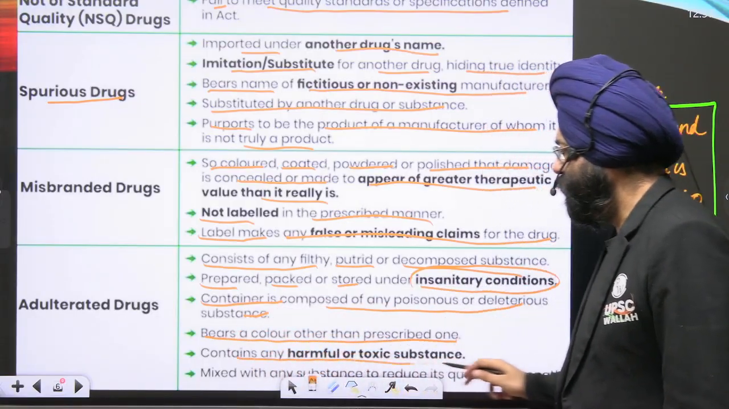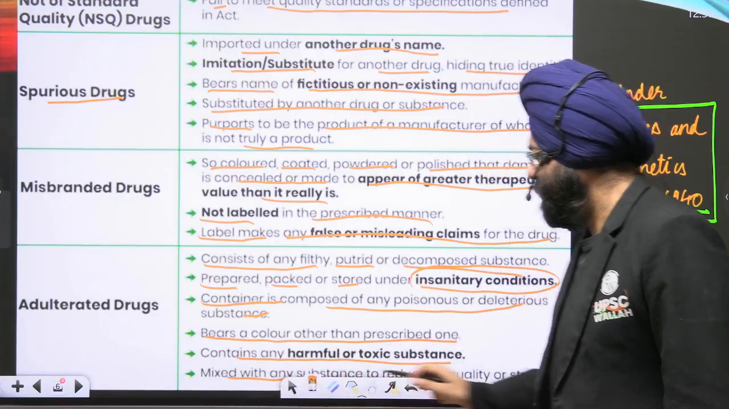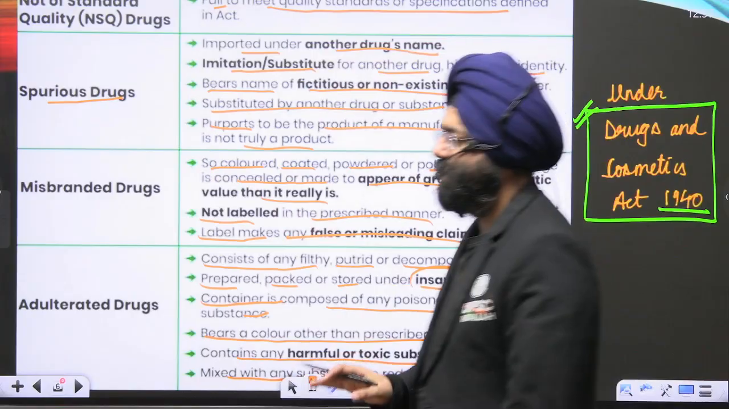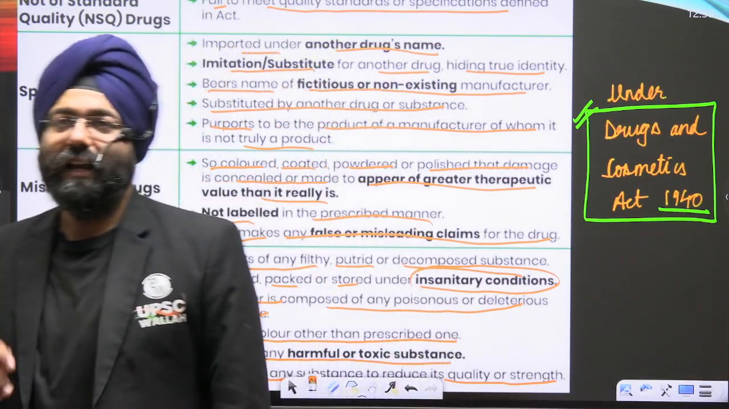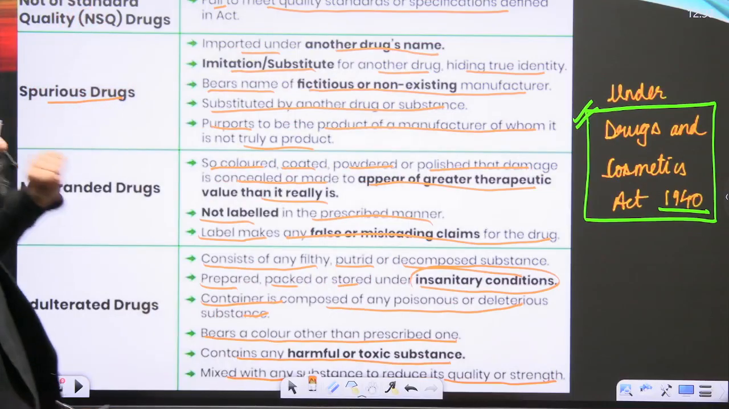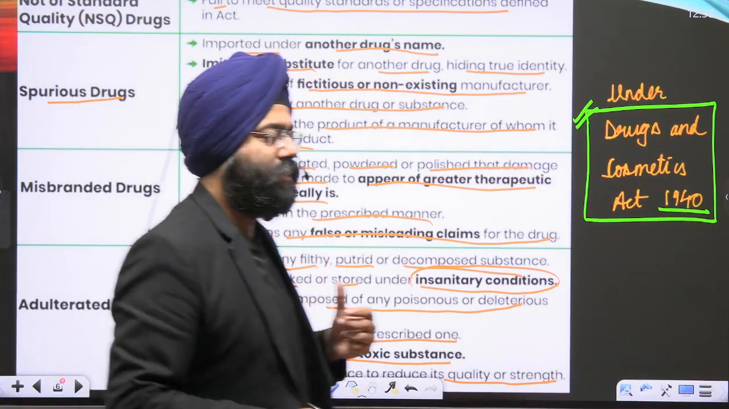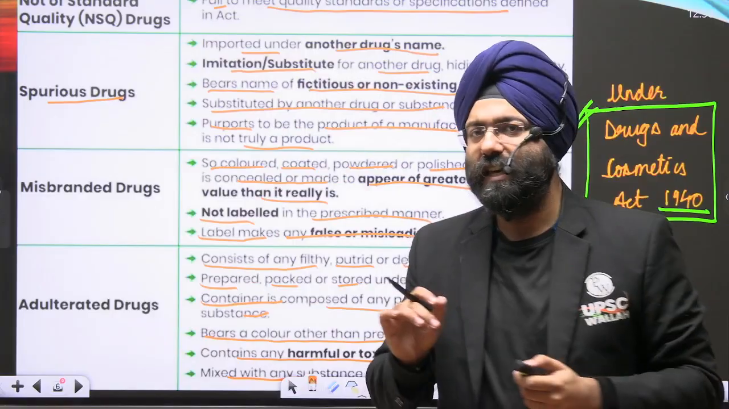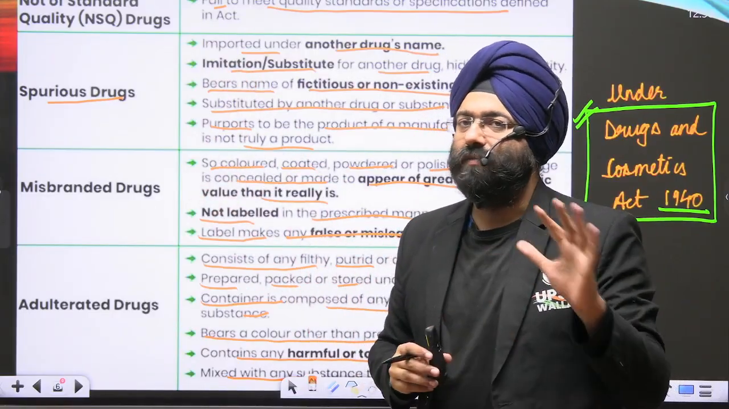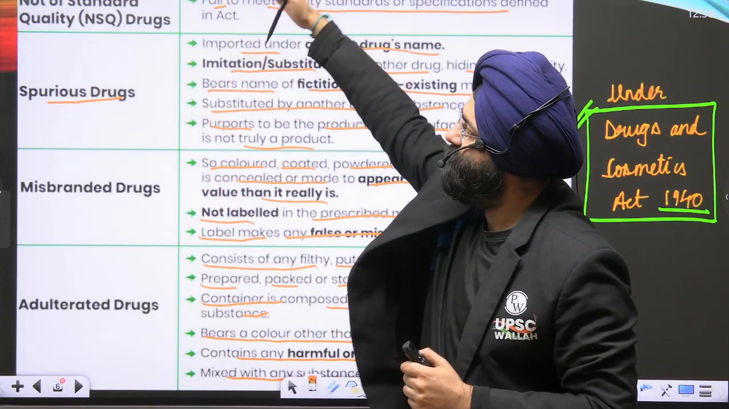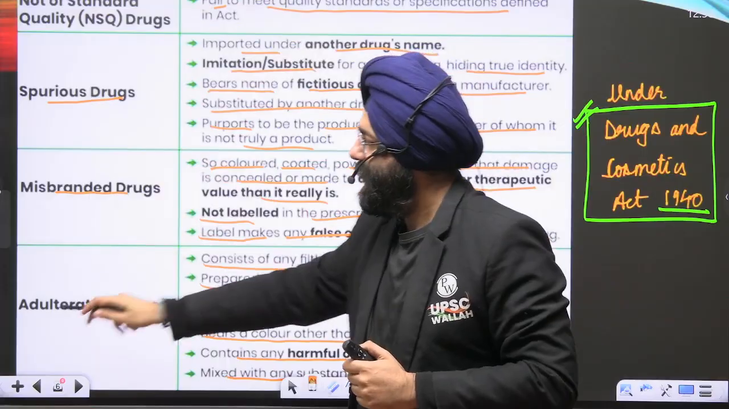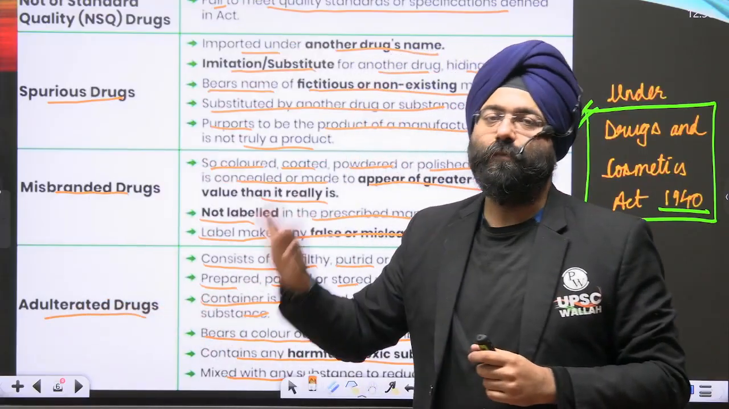...contains any harmful or toxic substance, mixed with any other substance that reduces its quality or strength. So these are basically the four classifications with respect to any fraudulent practices or bad quality drugs, but these specific characteristics mentioned over here are prescribed under the Drugs and Cosmetics Act. So you should be able to differentiate between an NSQ drug, spurious drug, misbranded drug, and adulterated drug. This is very, very important.